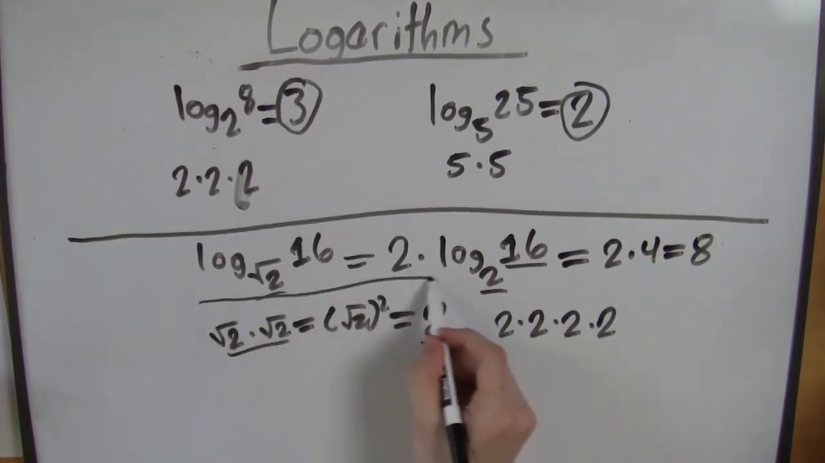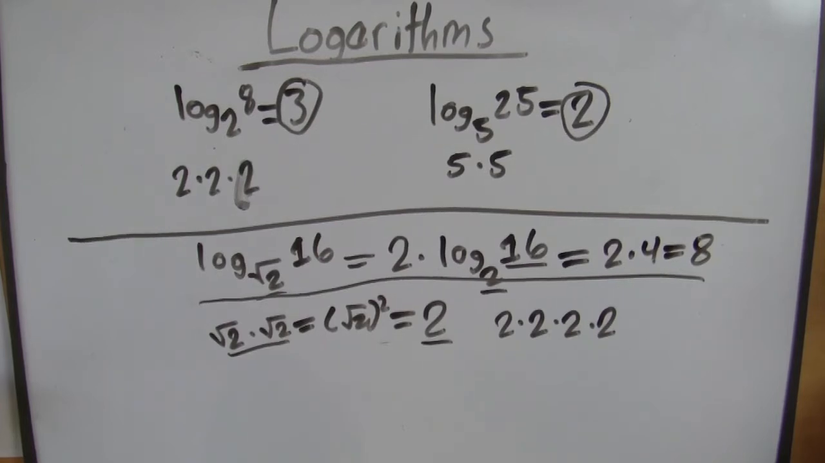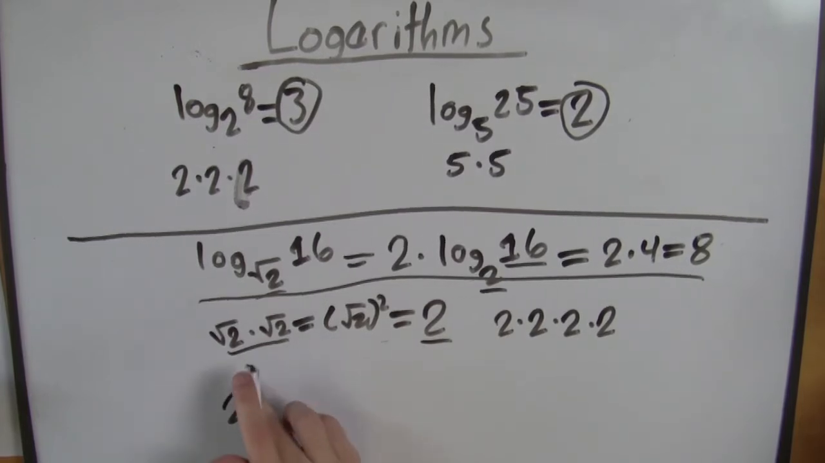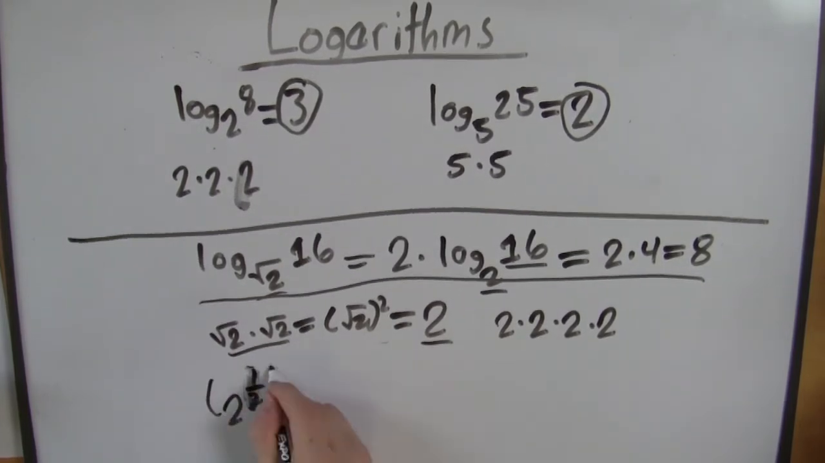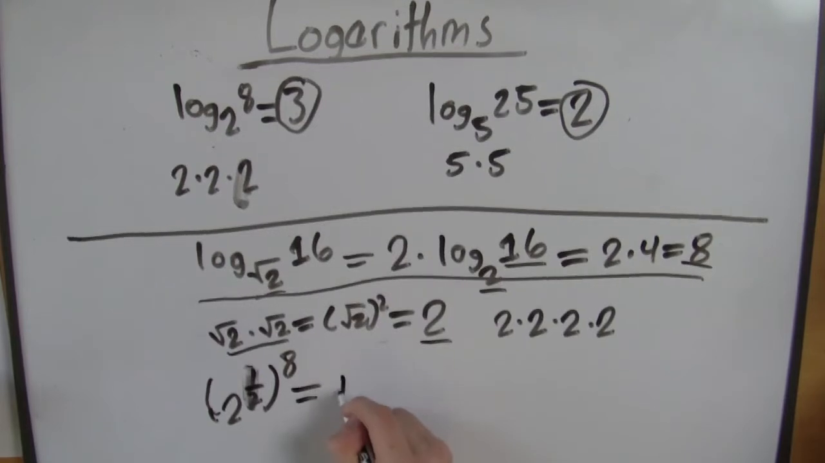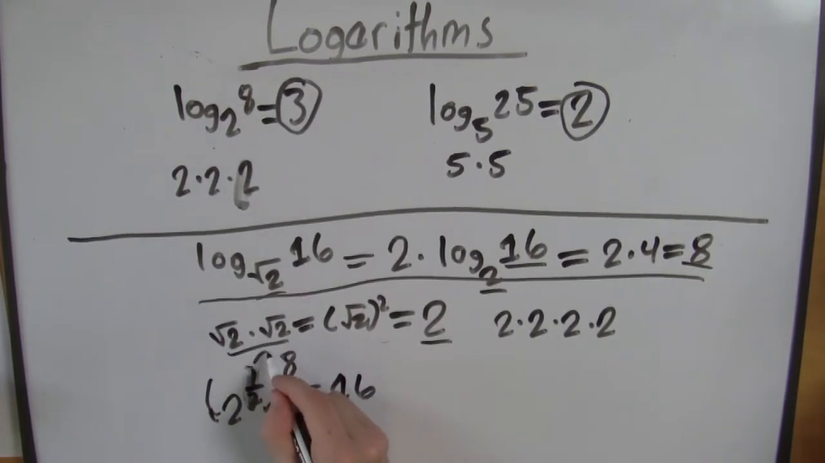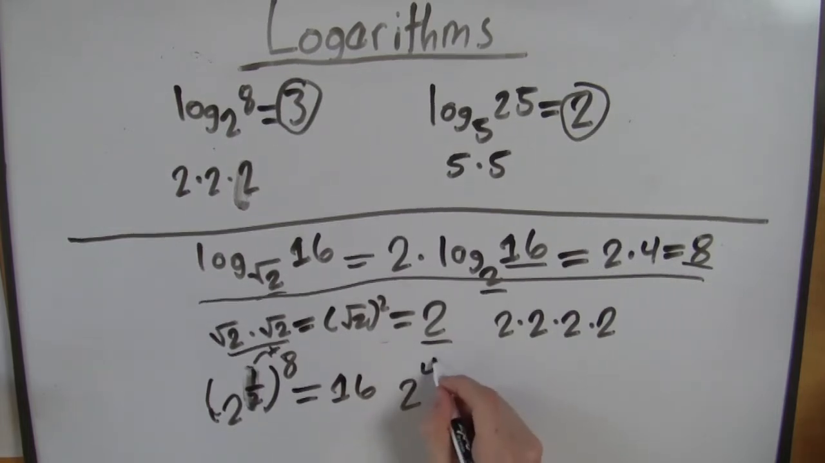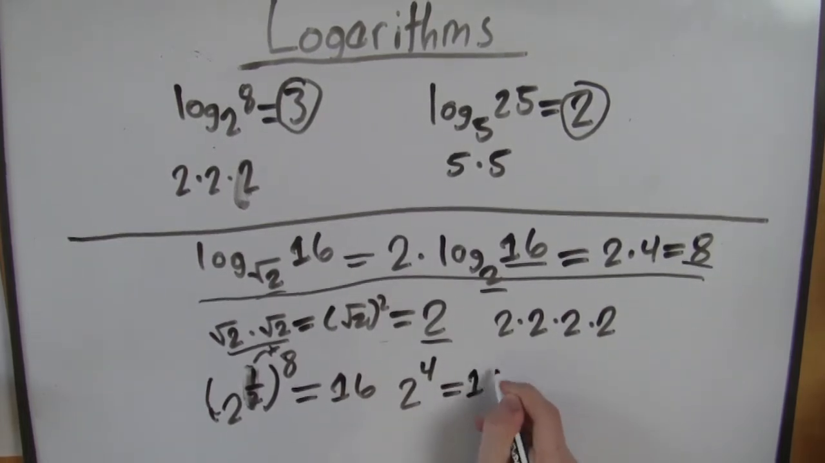What if we wanted to rewrite this whole equation in exponential notation, right? Now we can rewrite the square root of 2 as an exponent by saying 2 to the 1/2. That is the exact same as the square root of 2, right? 2 to the 1/2 raised to the 8th power equals 16. Well, we know that we can multiply these two exponents, right? So I get 2 to the 1/2 times 8, that's 4. So 2 to the 4 is 16. And as we saw earlier, 2 to the 4 is indeed 16.